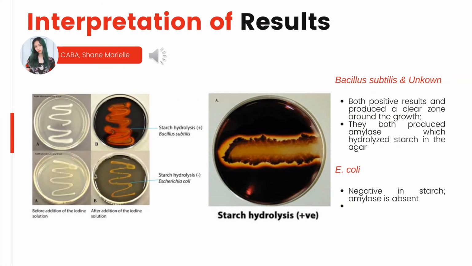For our expected result and interpretation, the results of the Bacillus subtilis and the unknown bacterium are both positive. They produce a clear zone around the growth, and they both produce the enzyme amylase which hydrolyzes starch in the agar. Meanwhile, the Escherichia coli is negative on starch, and this means that amylase is absent.